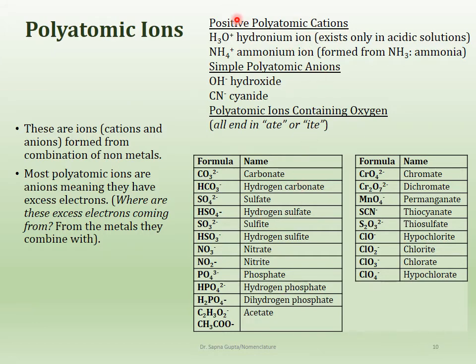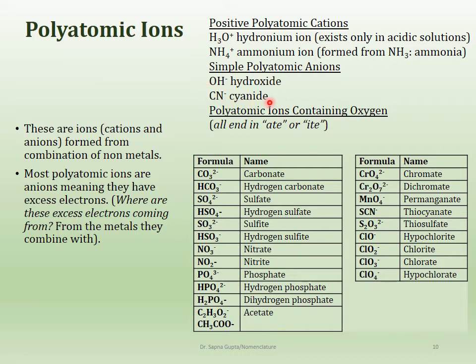There are 2 positive polyatomic cations. One is hydronium ion. The other one is ammonium ion. The ammonium ion, NH4 plus, is coming from ammonia, which we will learn about later. NH4 plus really is the more important cation here. The hydronium ion exists only in solution, so we don't really talk about it so much.